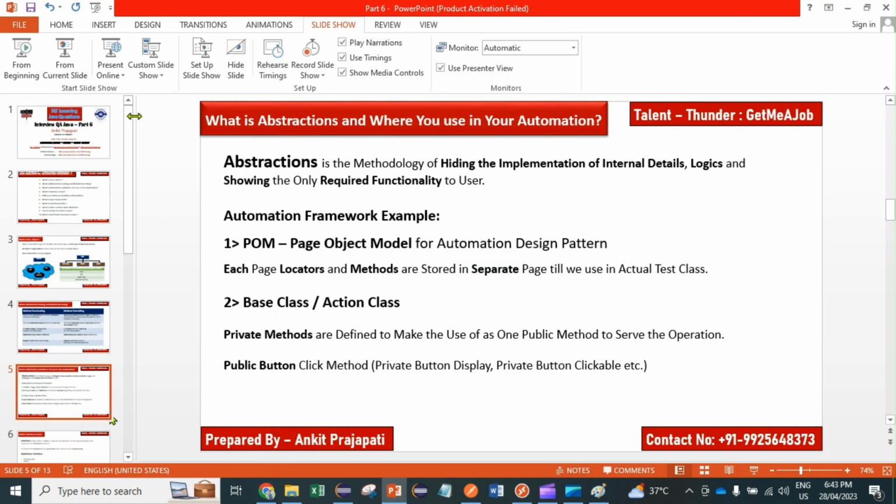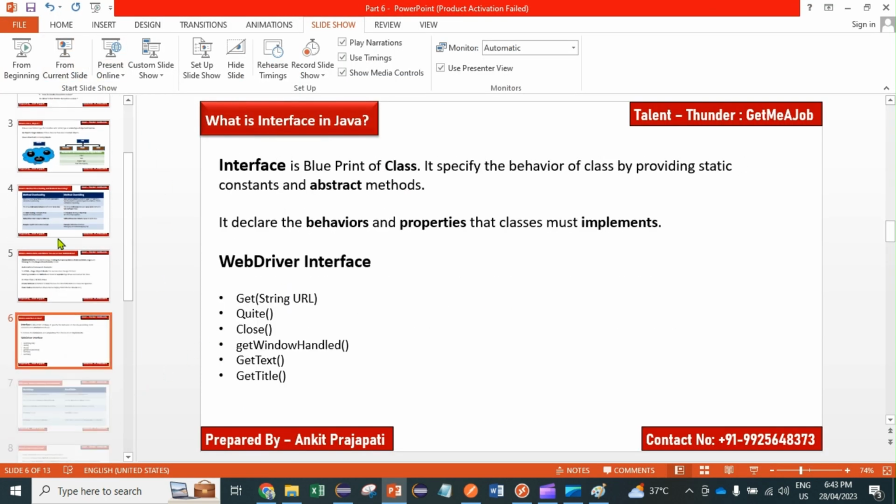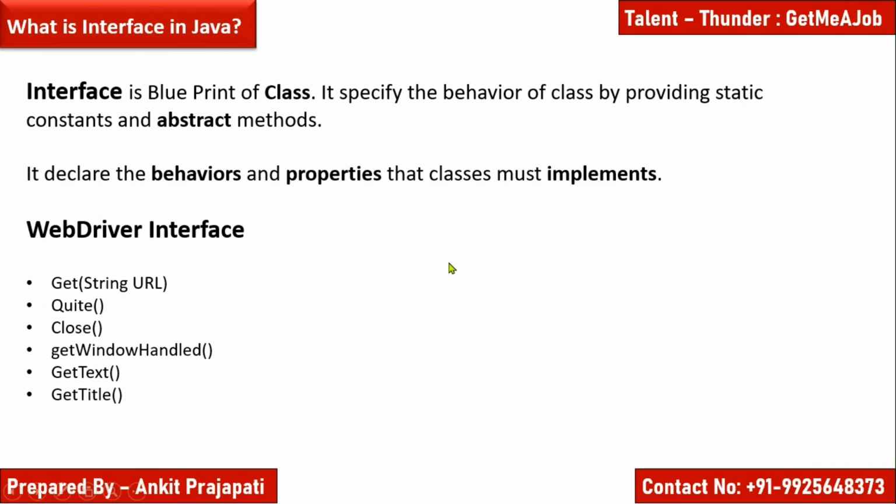Okay. Perfect. So let's go to the next question. That is, what is an interface, guys? So an interface is almost similar to a class. It is a blueprint of a class. Okay. So it will define certain rules and regulations for a class, right? If you want to create a class, these are the basic things you need to do.